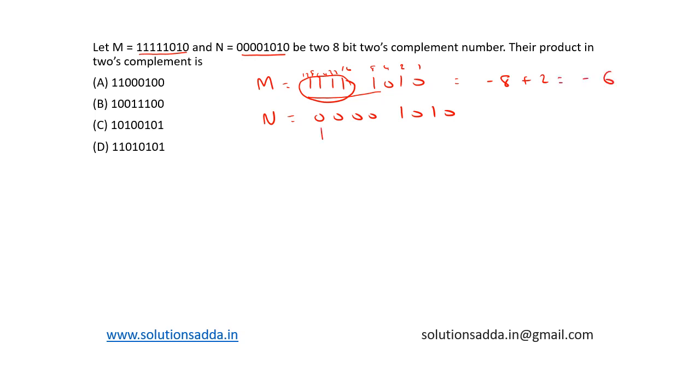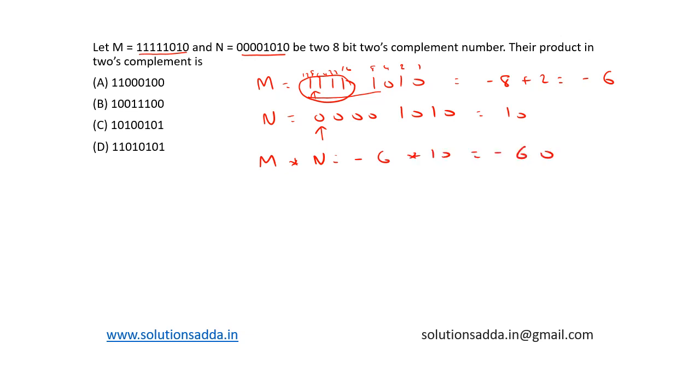And since this bit is 0, it will be a positive number. This bit is 1, that's why it is a negative number. So this would be 10. So m into n is ideally minus 6 into 10, which is equal to minus 60.